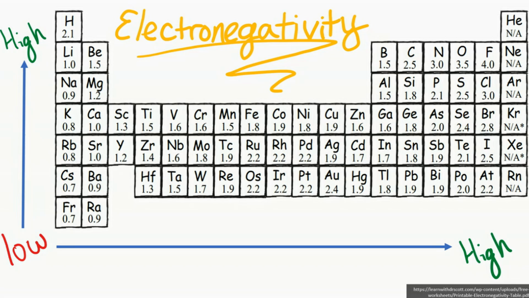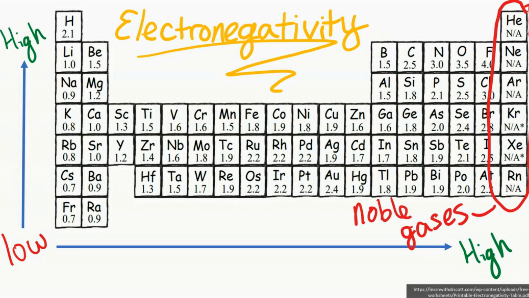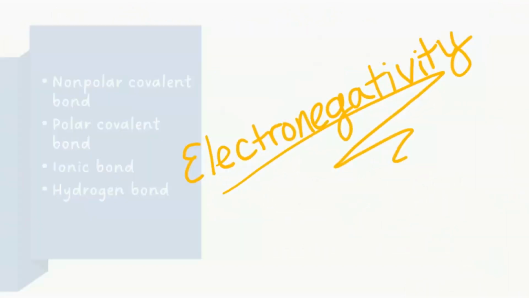And like every rule in life, there are some notable exceptions. Here, those notable exceptions are our noble gases, which you find in the right-hand column of our periodic table. These guys are notably not electronegative at all, so just keep that in mind as we move forward.